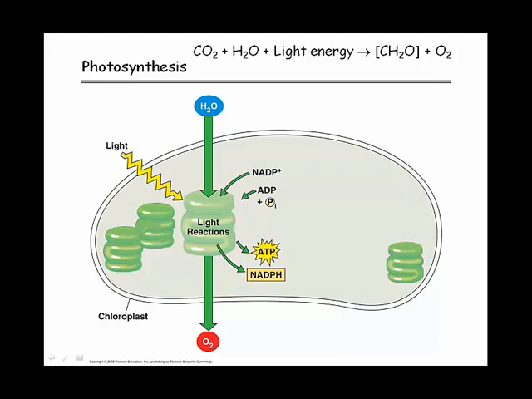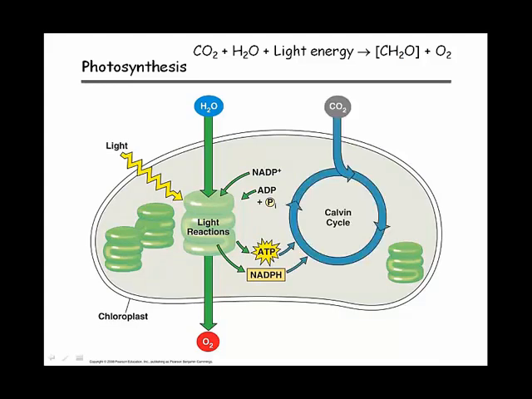The light reactions, their purpose or their goal, is to provide the Calvin cycle, which is the second stage of photosynthesis, with whatever its energy needs are. And that is ATP, and it's also energized electrons in the form of NADPH. The Calvin cycle is where the carbon dioxide will actually get reduced. So that means that is where the sugar is going to get produced.